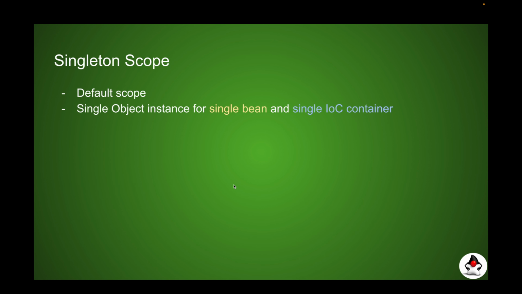Now let's talk about Singleton scope. This is the default scope, and if you use singleton scope for any bean definition, then a single object instance is created for a single bean and single IOC container for that particular class. Let's see that in action.